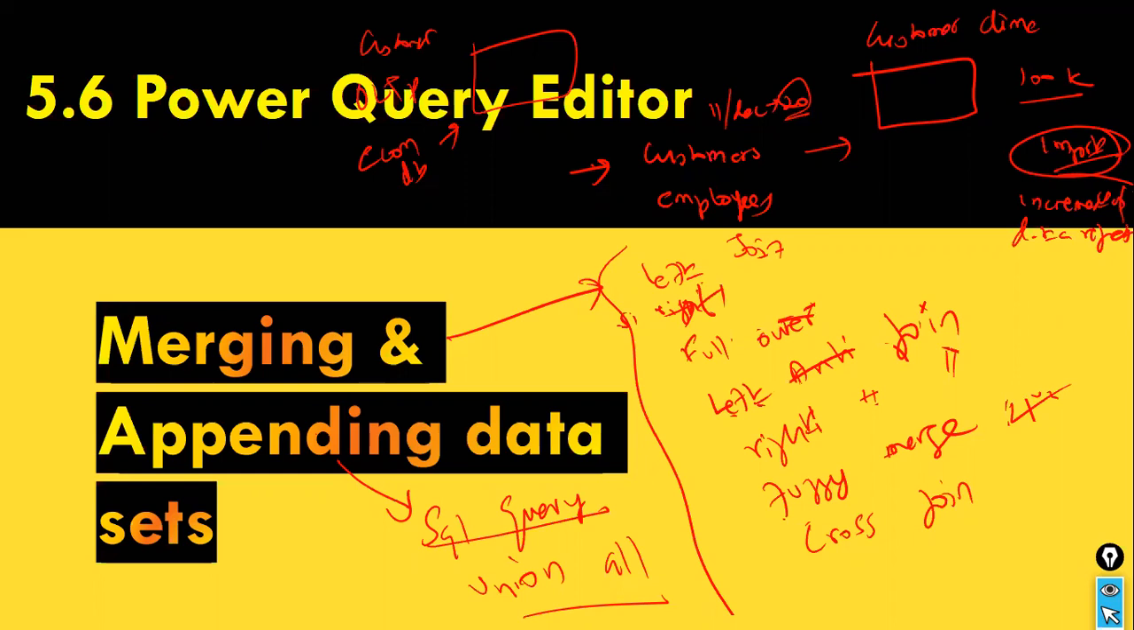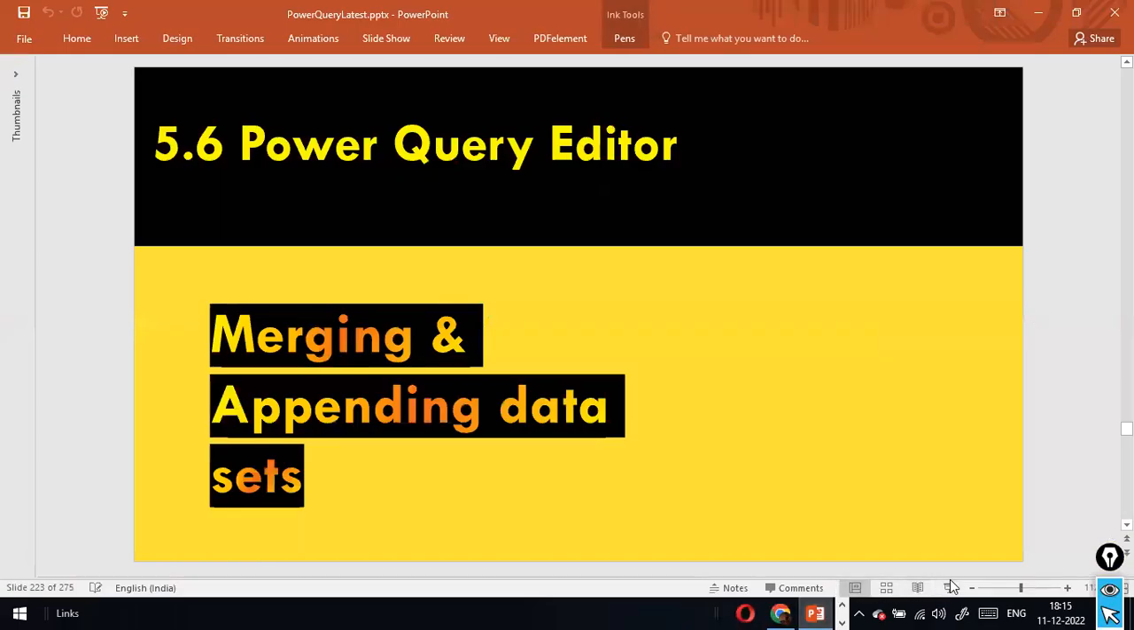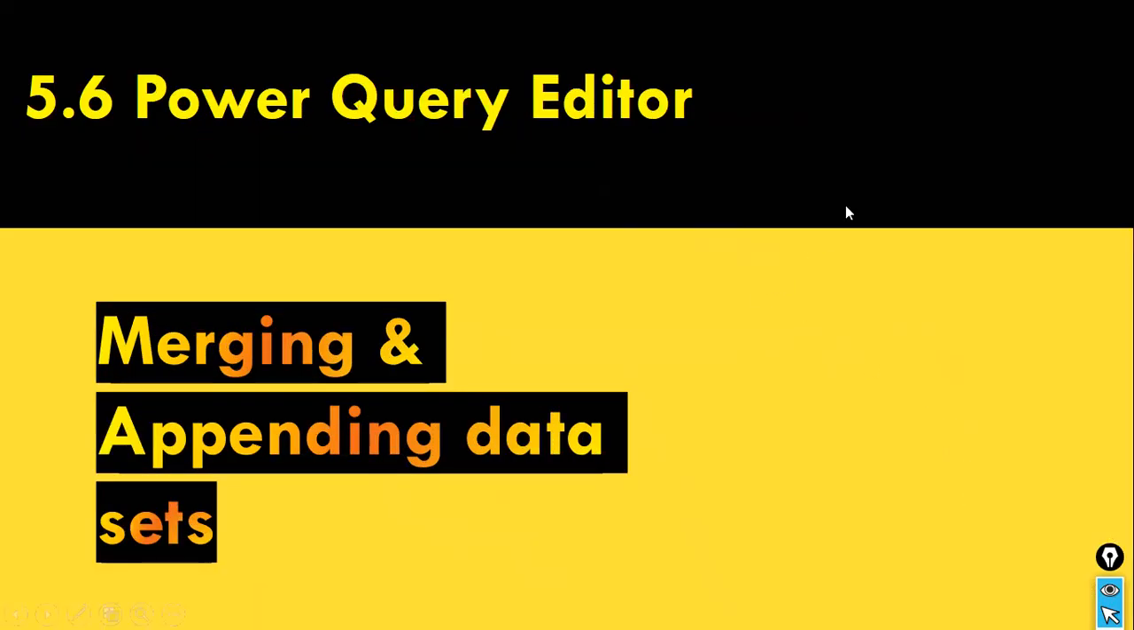See, I did not mention the inner join here: left join, right join, full outer, and inner join. I have to include the inner join also here, right? So inner join. Now the question is, for the sake of non-IT people, what exactly is the left outer join and what exactly is the inner join? I'll just write it here. So here, what is inner join?